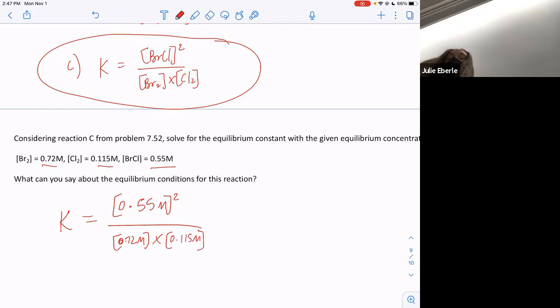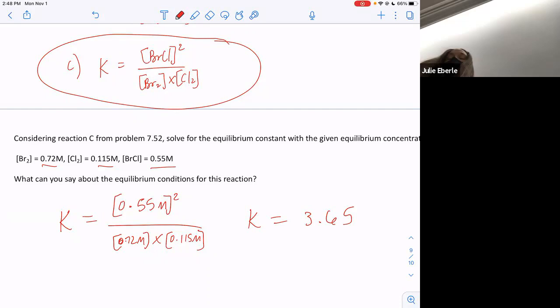So in your calculator, if you're going to plug it all in at one time, put these numbers in parentheses. You don't have to put that in parentheses. You can just say 0.55 squared, but divided by these in parentheses. Because if not, your calculator probably won't give you the right answer. Anybody got the value of K? 3.65? Okay. Now, so that's the first part.